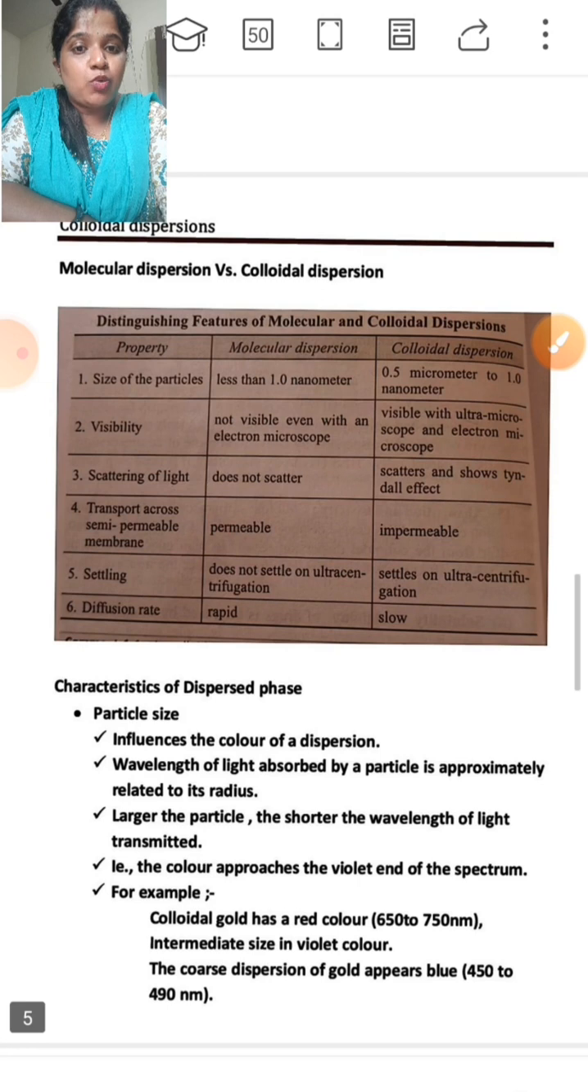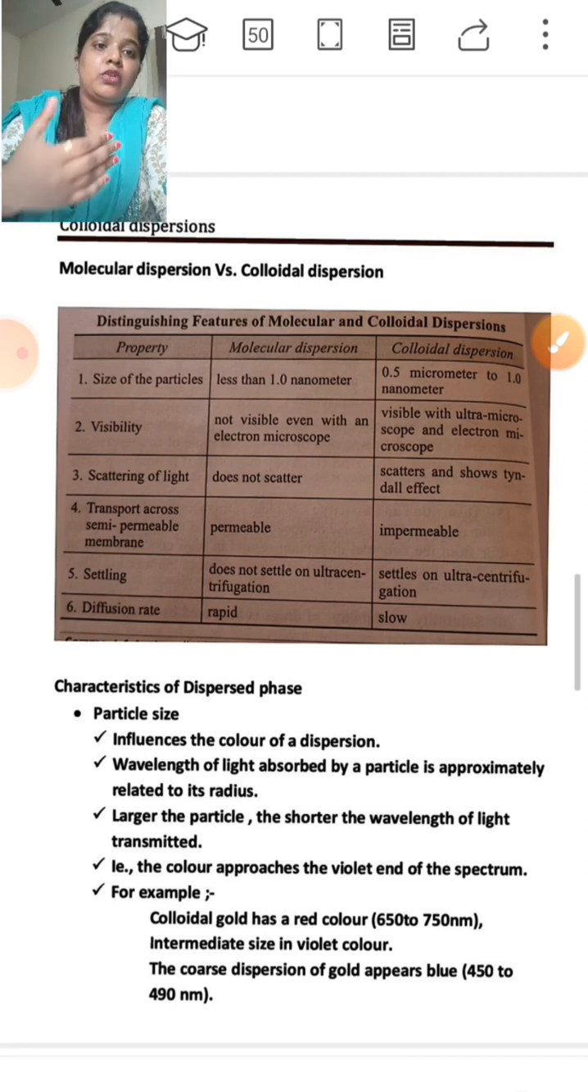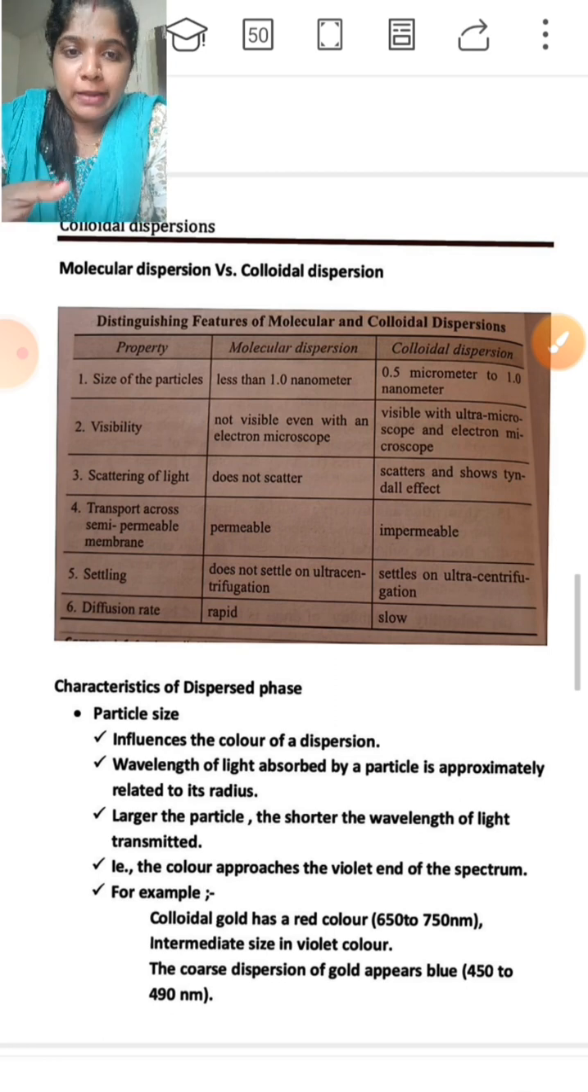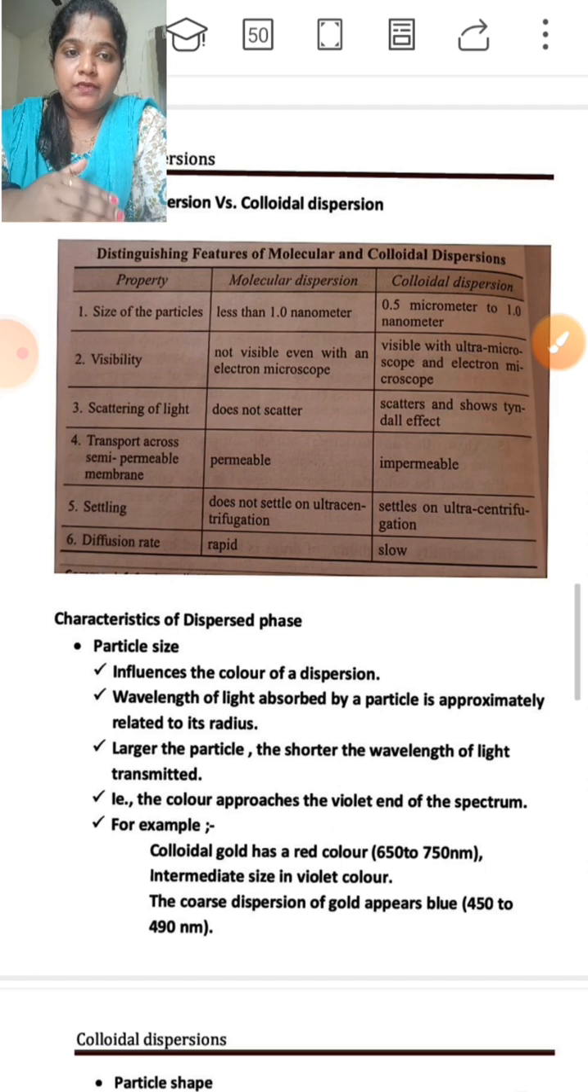And next is transport across a semipermeable membrane. Molecular dispersions will cross the membrane, and colloidal dispersions are impermeable. Next is settling. In the case of settling, the molecular dispersion does not settle on ultracentrifugation, but our colloidal dispersion will settle on ultracentrifugation. The diffusion rate of molecular dispersion is rapid compared to the colloidal dispersion, because the colloidal dispersion shows a slow diffusion rate.